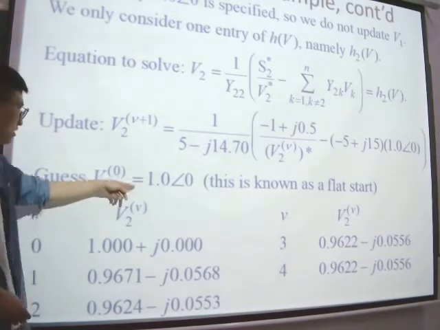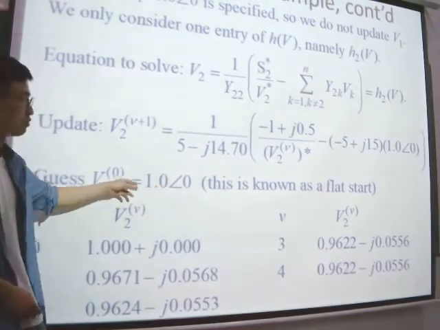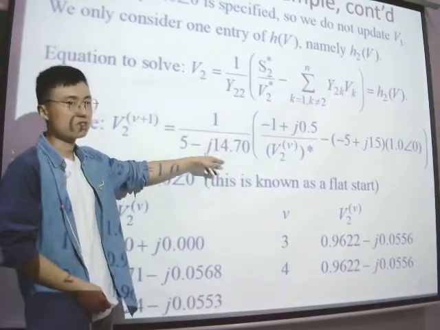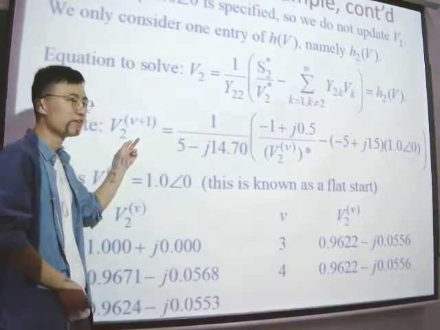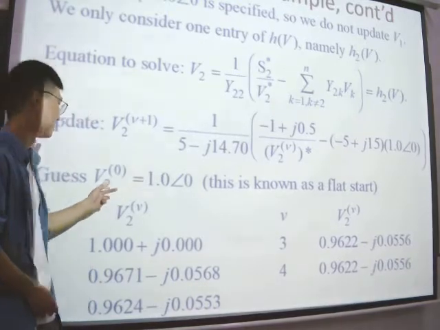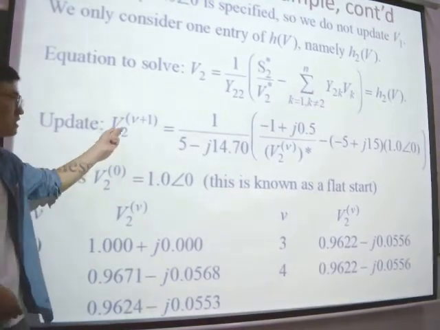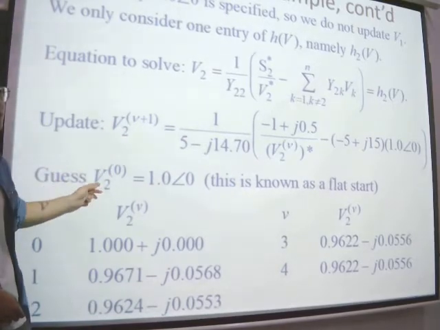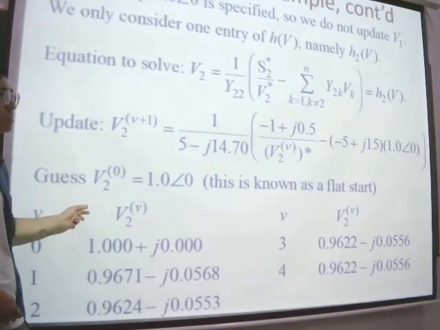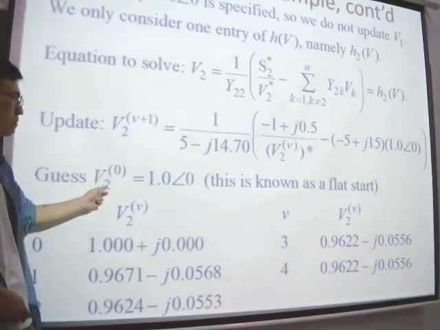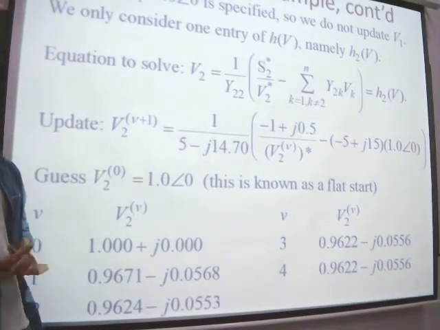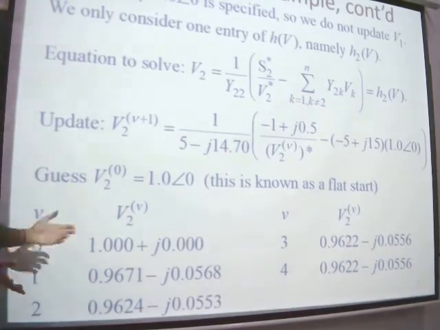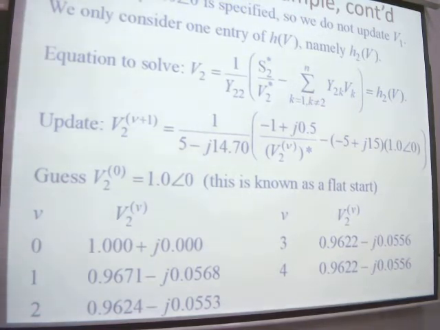Because here is our initial guess, right? We put it into these equations, we get a new or updated value of this V2, right? And this V2 is closer to the real voltage magnitude compared with the initial guess. Okay, so that's what the iteration method is doing.